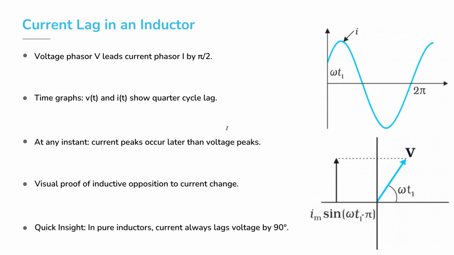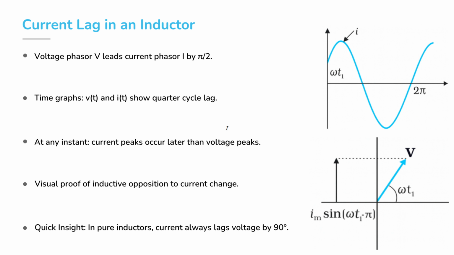Students, now let's look closely at what makes inductors so unique, the current lag. In a pure inductor, the voltage phasor leads the current phasor by 90 degrees, or in other words, by a quarter of a cycle. This is the hallmark behavior of inductors. If you observe the time graphs, the voltage curve V of t rises and falls first, while the current curve I of t follows behind with a quarter cycle delay. That means at any instant, the current peaks always occur later than the voltage peaks.